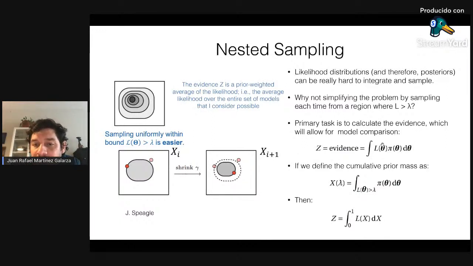So comparing the evidence for different models, you actually get to estimate which of the models is better. So you would eventually want the evidence to be larger for models that are a better fit for your data than in models that are a worse fit for your data.